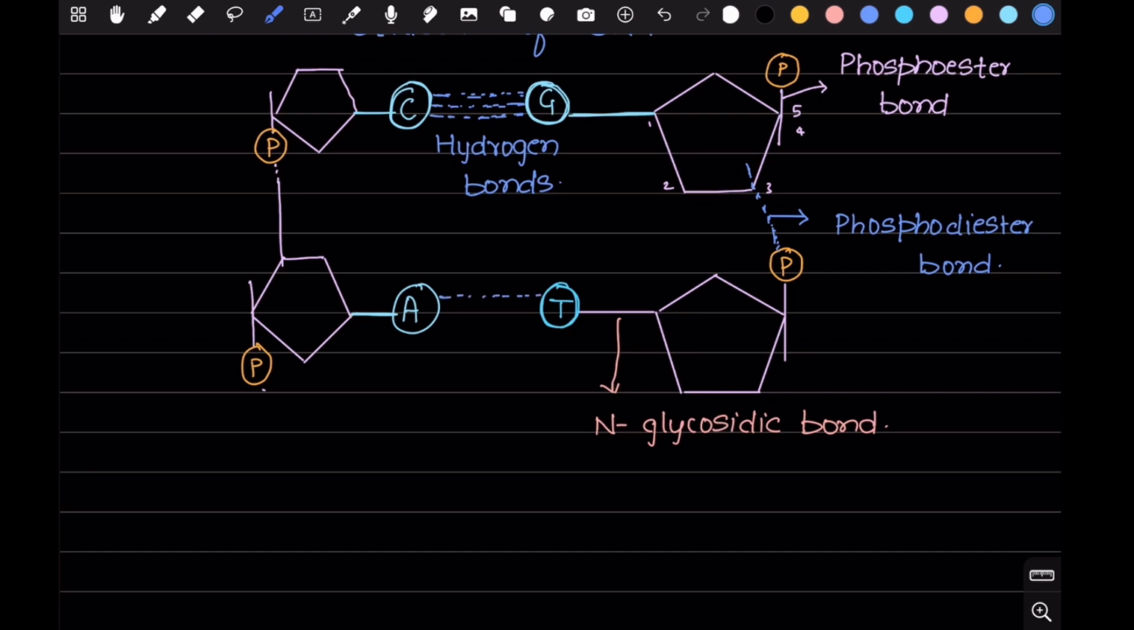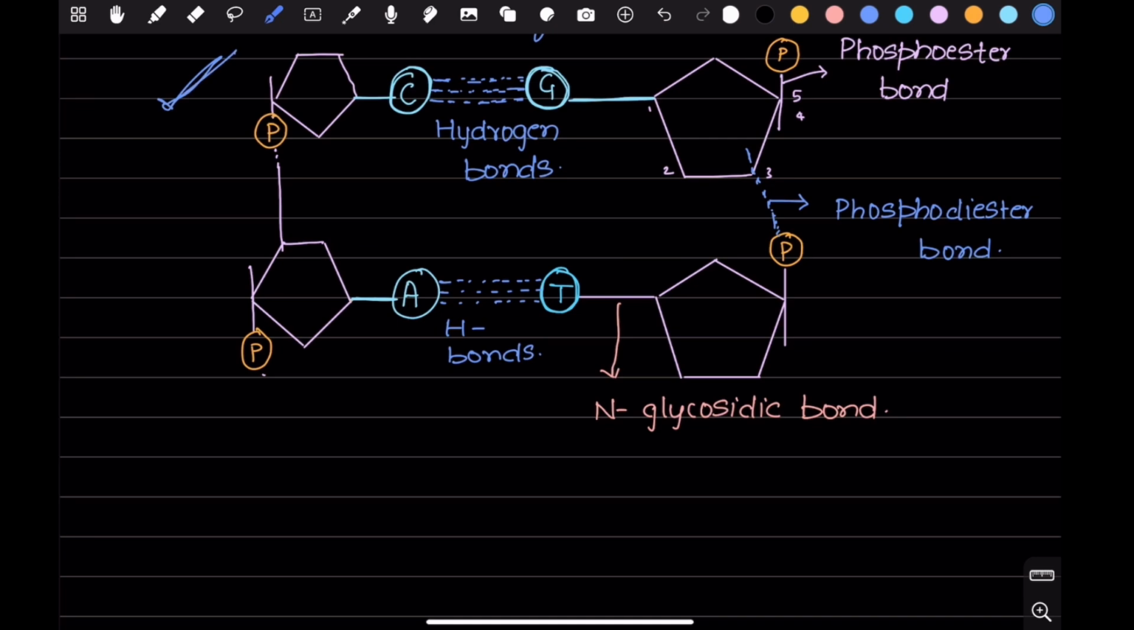Why is this strand in upside down form? Just imagine if we draw this strand also the same as this one. These nitrogenous bases would face outwards. It would come onto this side as we have seen on this side. It would project out, so the nitrogenous bases would point outwards.